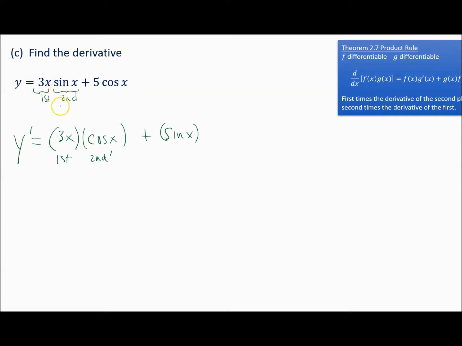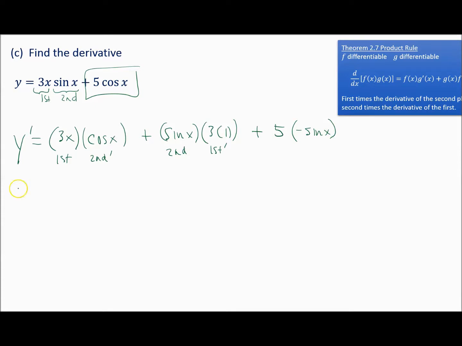And the derivative of 3x, remember, 3 is a constant multiple, and the derivative of x is 1. So this is, again, second times the derivative of the first. Plus, now I'm focused on this 5 cosine of x business. The 5 is a constant multiple, so it just comes down. And the derivative of cosine of x, we know is negative sine of x. That's just a memorizer, right? We proved it, but now we can just memorize it.